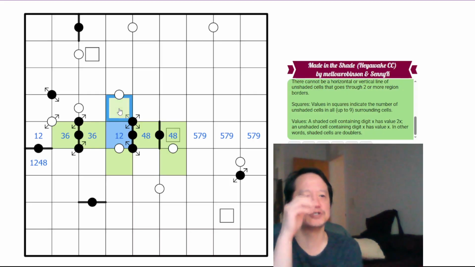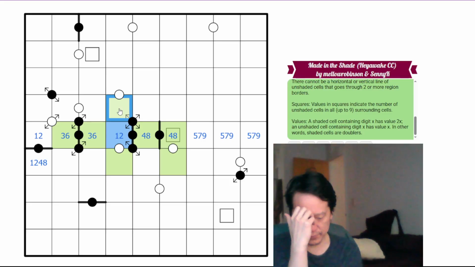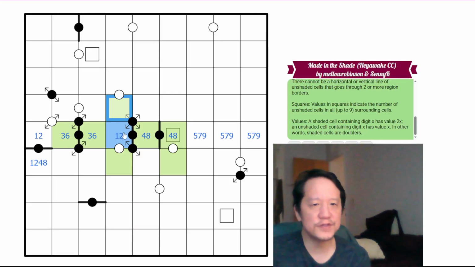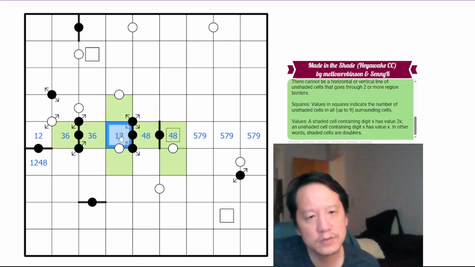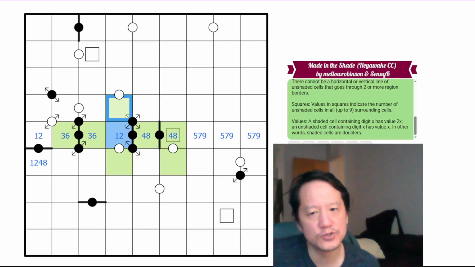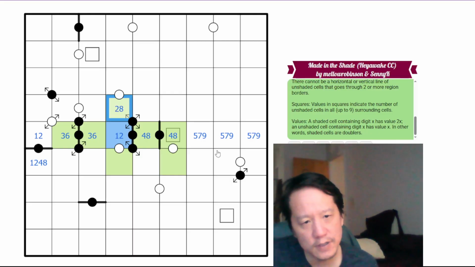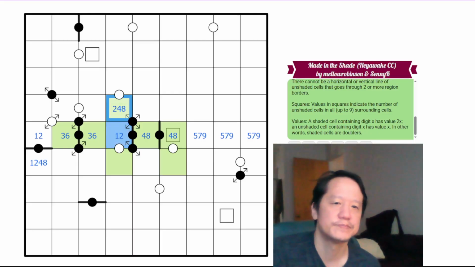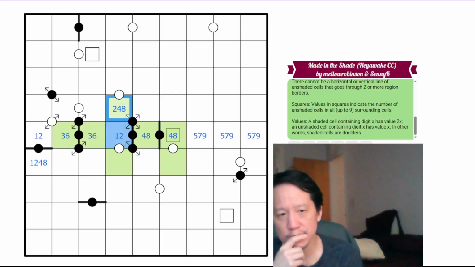Since this is unshaded, if this is 1 doubled, and with 4 and that being 8, this would have to be either 2 or 8 in that instance. If this is 2 doubled, with 8 and 4, this can only be 4. Okay.